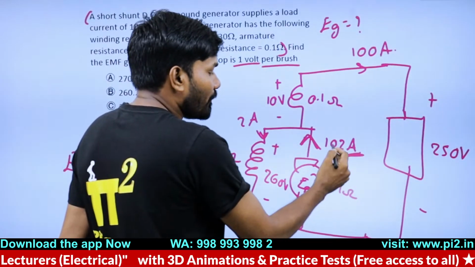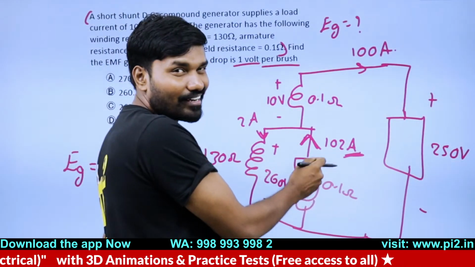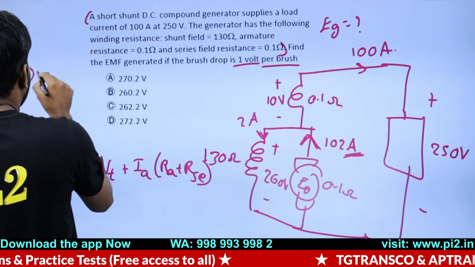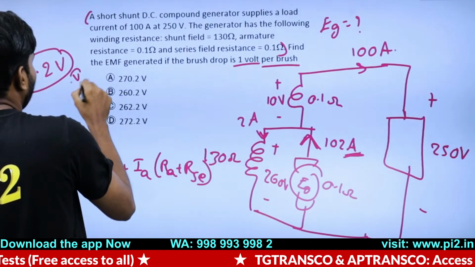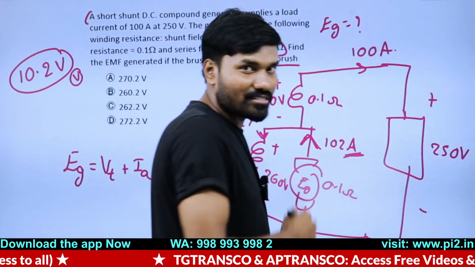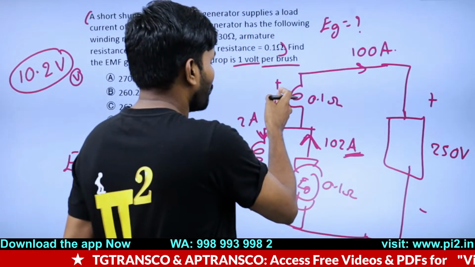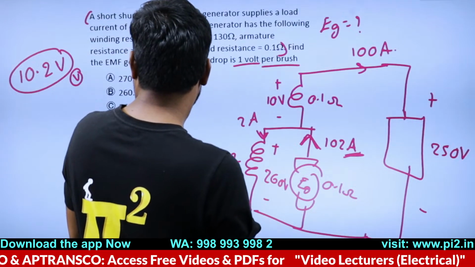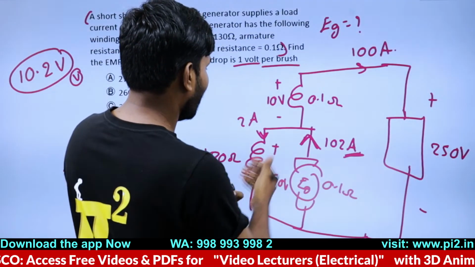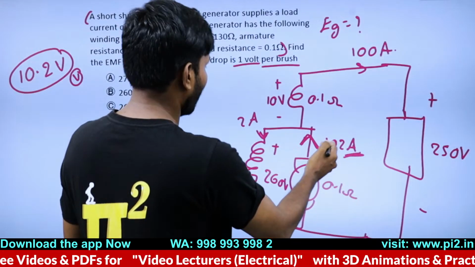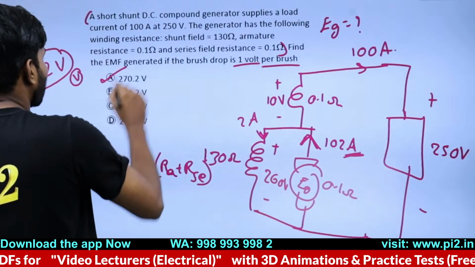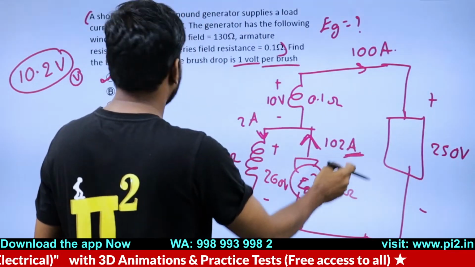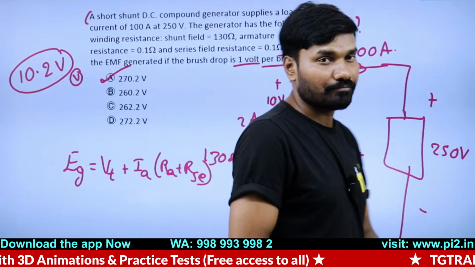Now 102 ampere multiplied with its resistance drop, how much will be this? 0.1 again, so it is 10.2 volts drop here in the armature resistance. So 250 plus 10 volts plus 10.2, how much is this? Is it 10.2? Did I do something wrong here? Anyway, 10, yes, perfect. 0.1, 10.2, perfect, nothing worrying. So answer is A, because 250 plus 10 is 260, 260 plus 10.2 is 270.2, answer is A.